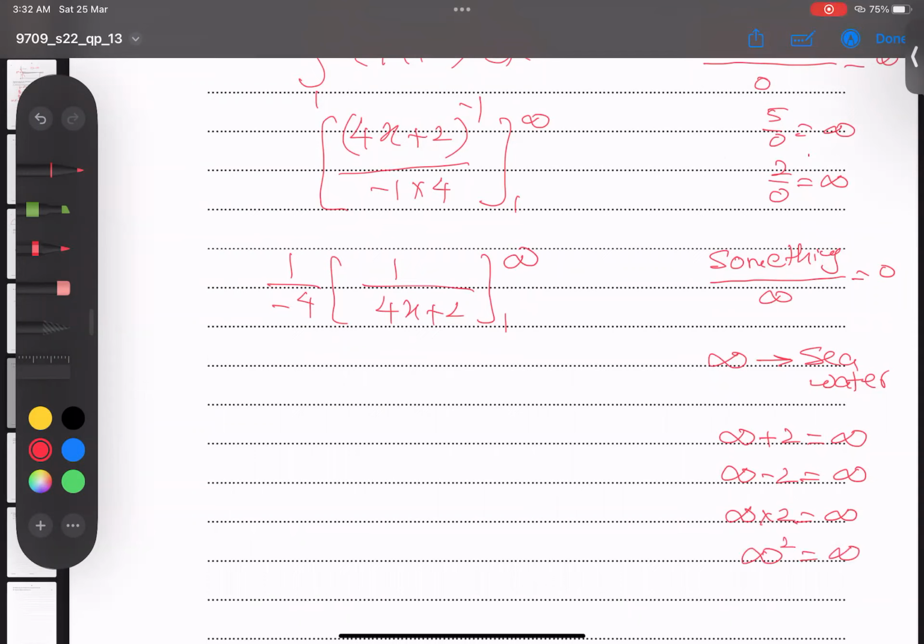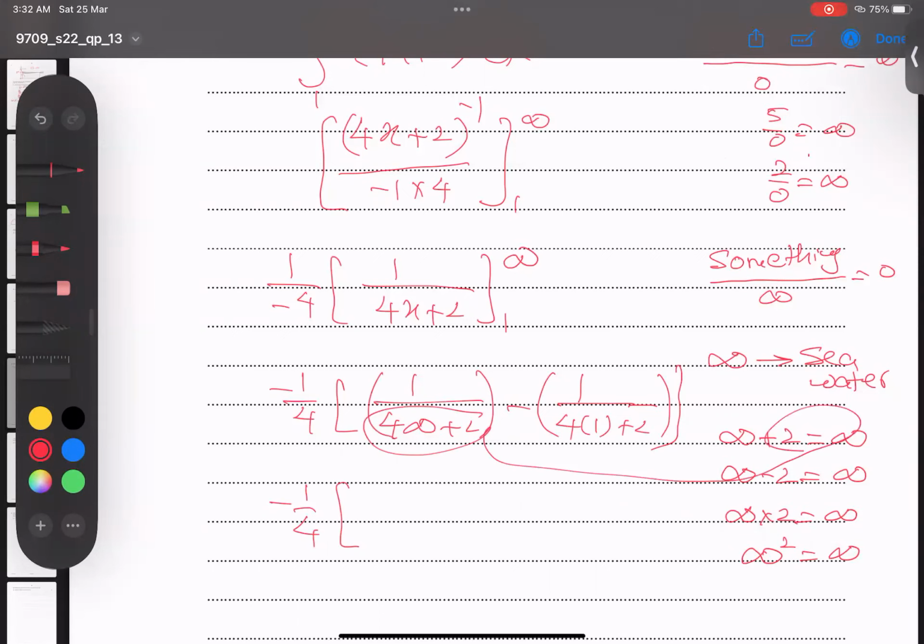So when I plug in infinity there, what happens? 4 times infinity plus 2. This is the upper limit. I'm going to show you upper limit minus lower limit, and that is simply 4 replaced by 1. So what happens, students? If you multiply something with infinity, as I said before, it remains infinity. If you add something to infinity, it remains infinity. So this becomes 1 over infinity, whereas this is 1 over 6.